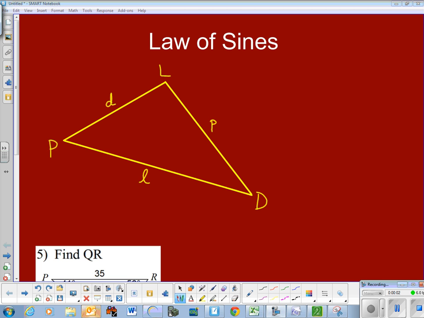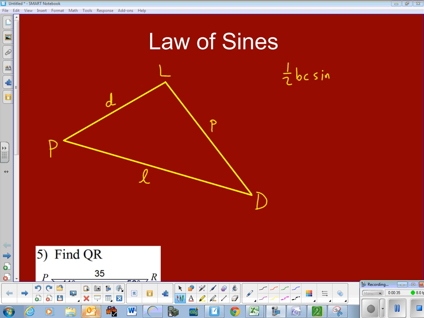Today we're going to talk about another law that lets you solve triangles that are not right triangles. You can solve right triangles fairly easily using your trig functions. We've got the law of cosines that helps us solve non-right triangles. And now the law of sines is going to be another way to find missing sides and angles for non-right triangles.